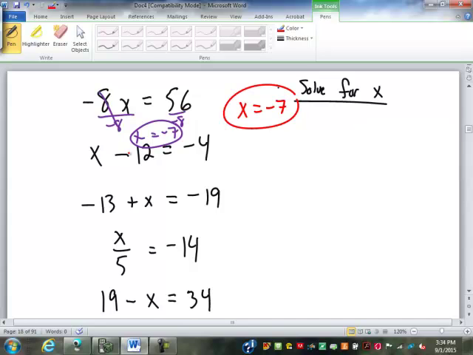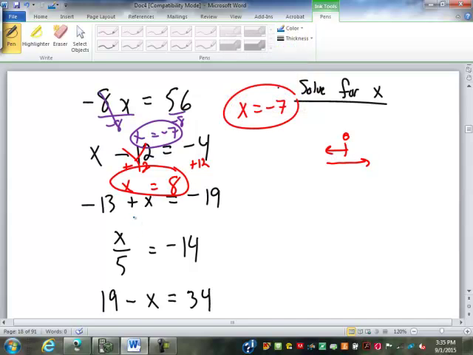Now this next one, x minus 12 equals -4. Add 12. So over here we just have x. Over here, -4 plus 12 is 8. Again, think of the number line. -4, positive 12 is the other direction and longer, so it's positive. The difference between 12 and 4 is 8. So x equals 8.